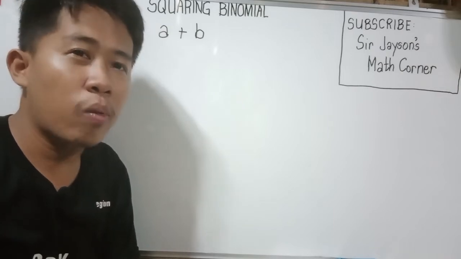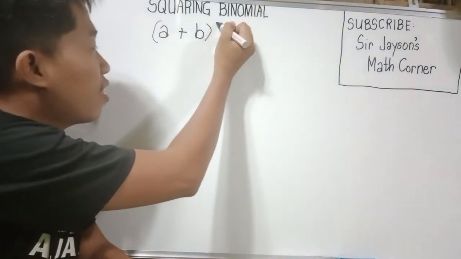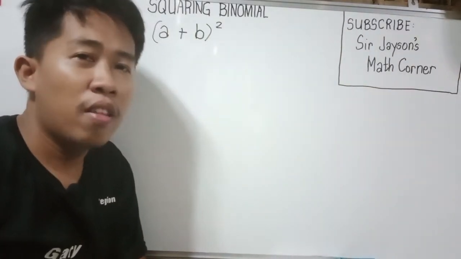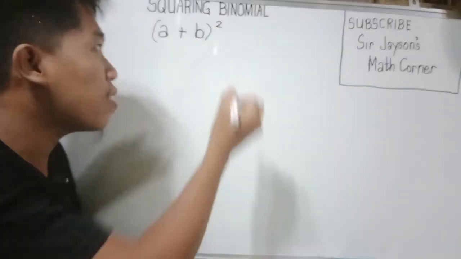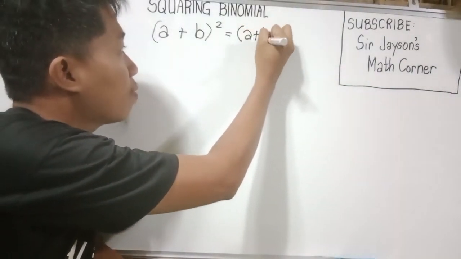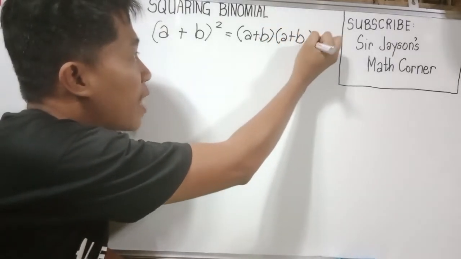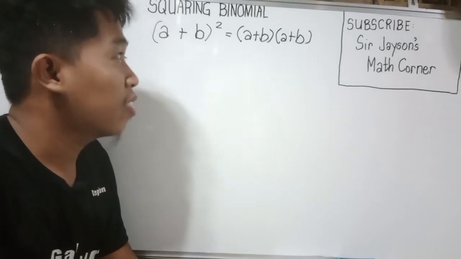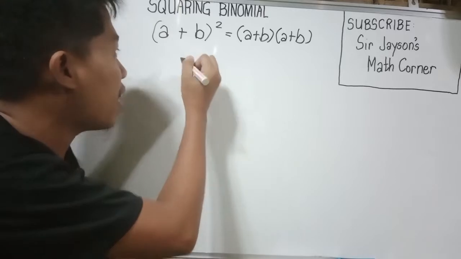So how do we square a binomial? Let us just follow the rules in squaring a binomial. For example, A plus B squared is equal to A plus B times A plus B. To multiply two factors, we will just use the FOIL method. So what does FOIL mean?